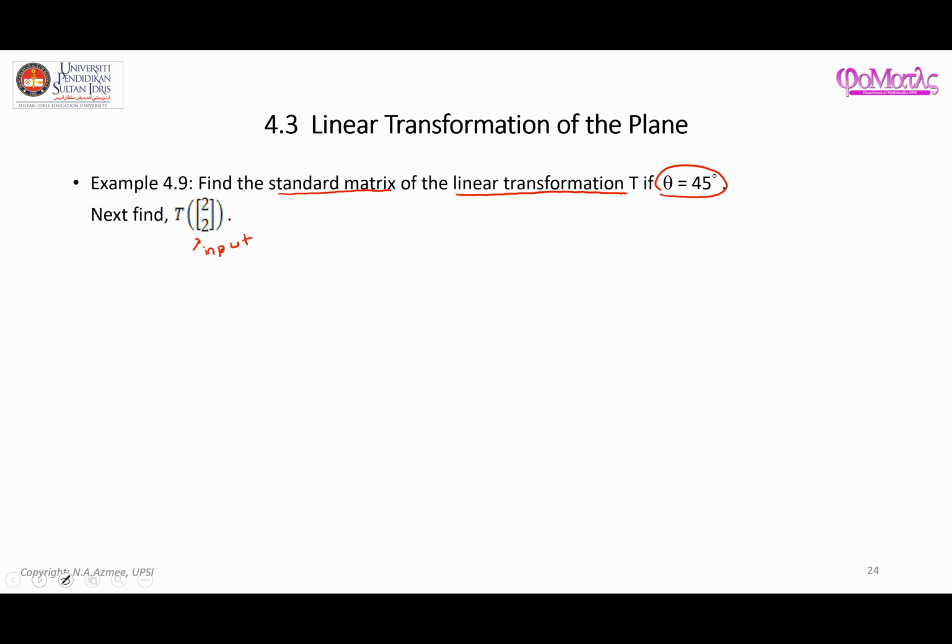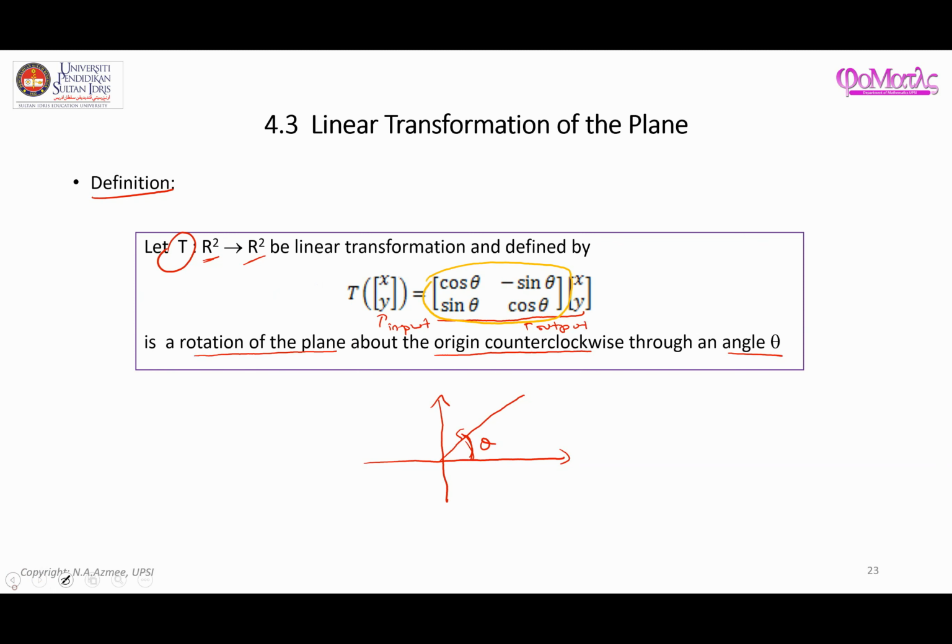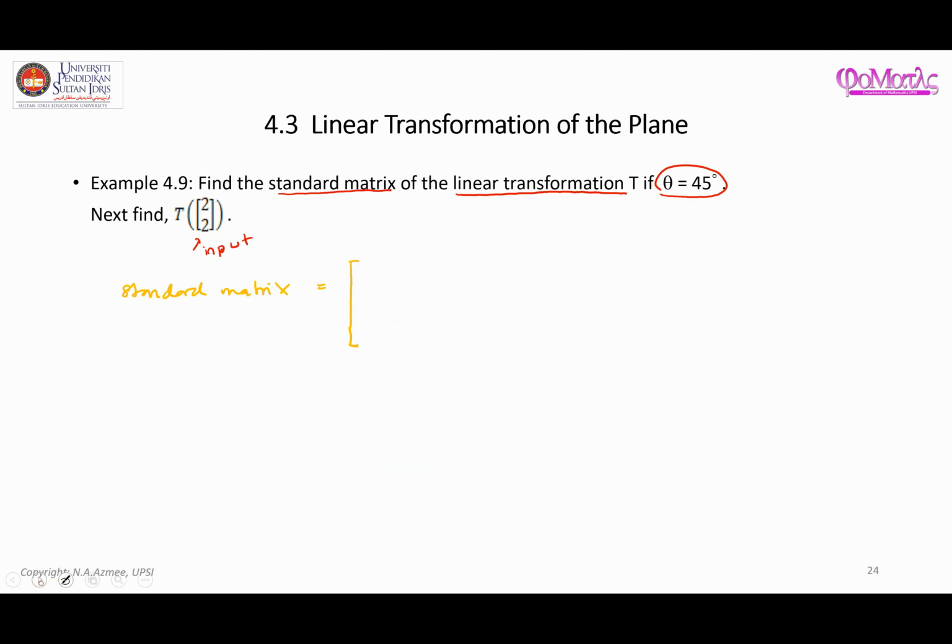So therefore, the standard matrix is given by this formula, which is cos theta, negative sine theta, sine theta, cos theta. So here cos and cos is the same thing. We have sine and negative sine of theta. So theta is 45 degrees. And here is negative sine 45 degrees. And this is sine of 45 degrees.